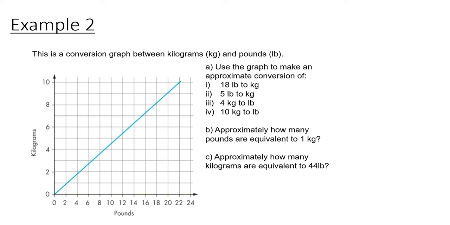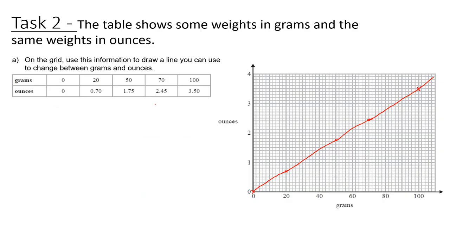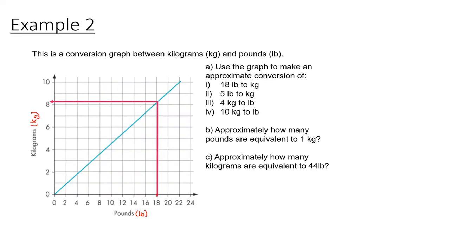So let's start with the first one. We've got 18 pounds, so we'll go along the corridor. Remember, pounds is this one. I'll put your abbreviations here. So that's pounds, which is lb, and then kilograms is kg. So 18 pounds, so we'll go along the corridor to 18, and then straight up to where our line on our graph is, and then across to kilograms. And then approximately in kilograms, I'd say that's about 8.25 kg.